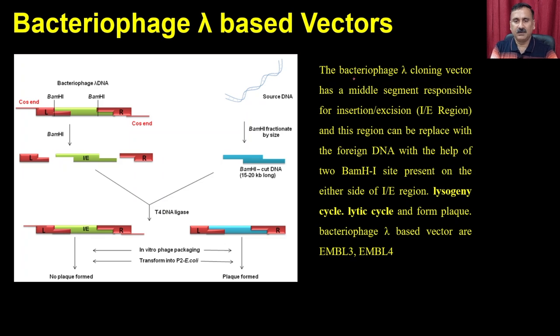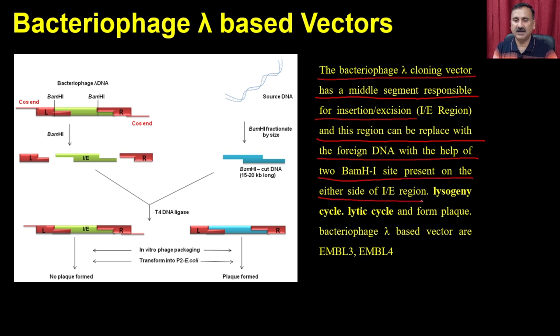Okay, so this is what. The bacteriophage lambda cloning vector has a middle segment responsible for the insertion or excision, and this region can be replaced with foreign DNA with the help of the two BamHI sites present on either side of the insertion or excision regions. Lysogeny cycle, lytic cycle, and it will form the plaques. So bacteriophage vectors are the EMBL3 and EMBL4. So this is what exactly is going to happen, how you are going to insert the foreign DNA into a site.